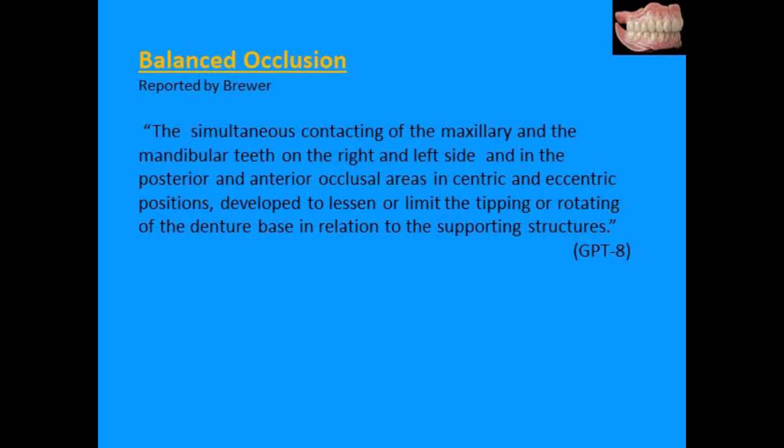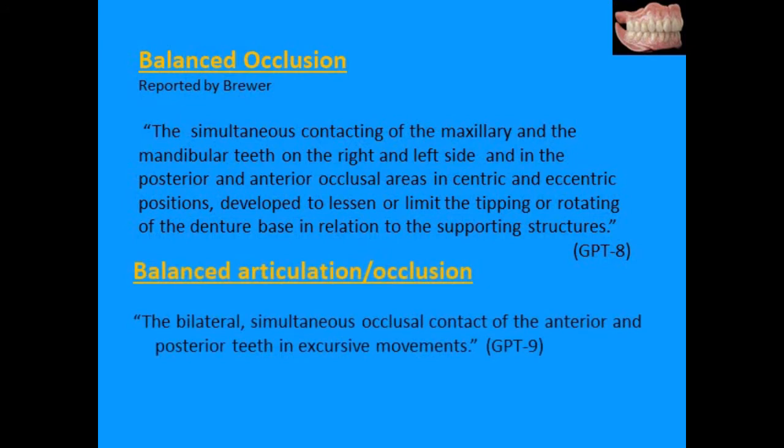So basically, in order to avoid the tipping or rotation of the denture base, there should be simultaneous contact of the upper and the lower teeth on right side, left side, anterior as well as posterior in centric and eccentric positions. So GPT-9 has simplified this definition as the bilateral simultaneous occlusal contact of the anterior and posterior teeth in excursive movement.